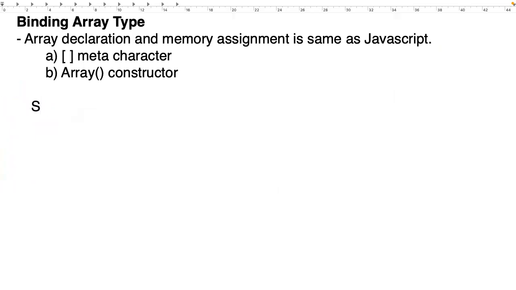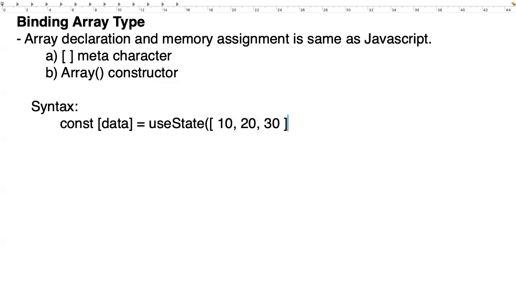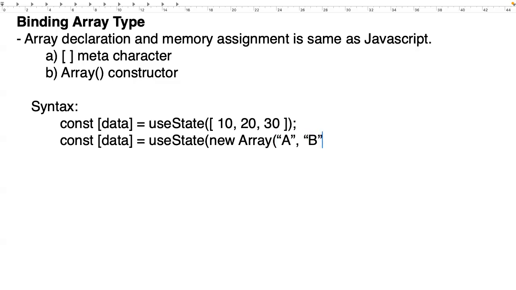Syntactically, we are using a constant. One is, data is equal to useState. This is an array. Suppose we are storing some 10, 20, 30 like this. Another way, constant data, useState. I am using an array. Here some more rules are there, I will tell you. Some A, B, C, any type of data you can have.